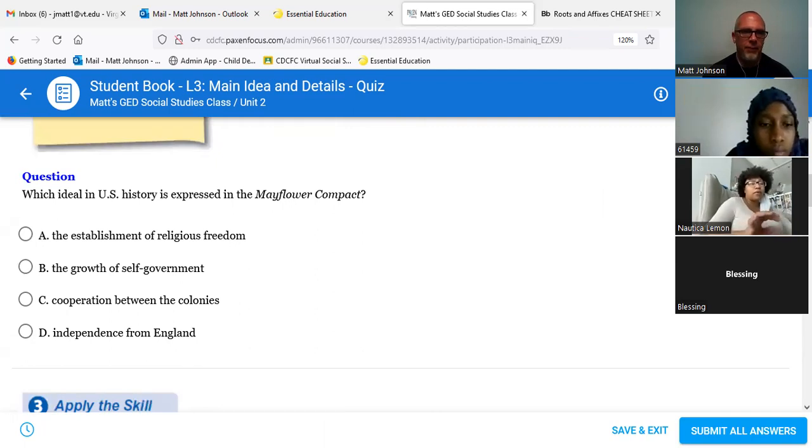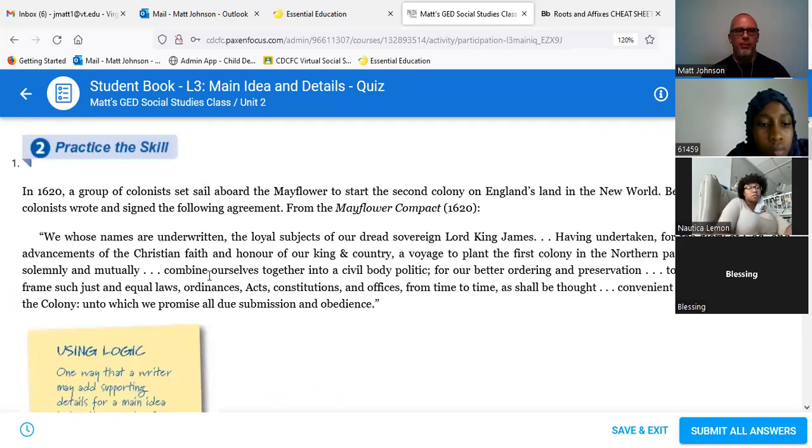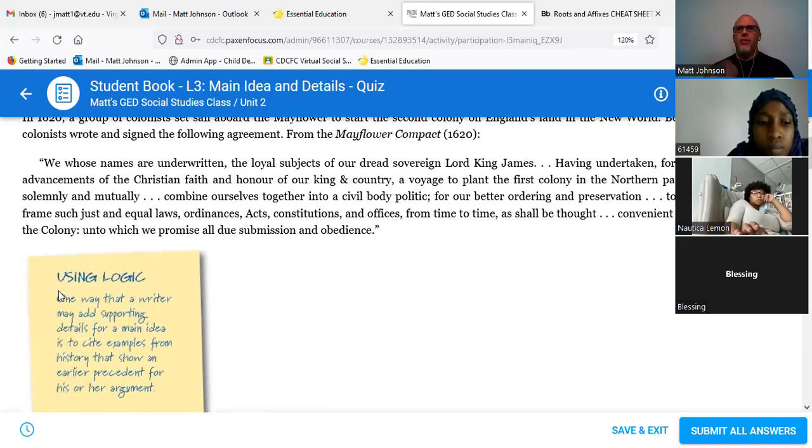Is it the growth of self-government? It's actually C. And I could see where that would be confusing, because it's the cooperation between the colonies. So it's expressing that particularly: combine ourselves together into a civil body politic. Okay. Again, these early passages that we have to deal with a lot of times can be a little bit confusing. But that's also when we get to social studies, as I mentioned, sometimes we get a little bit of history with it.